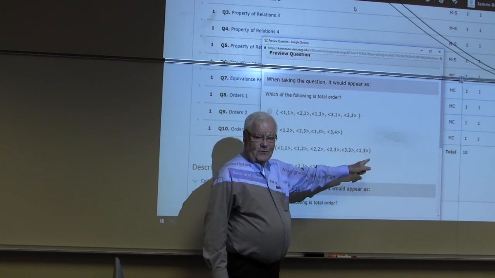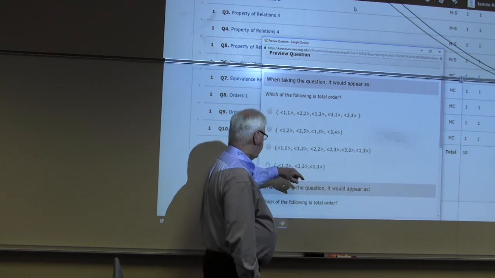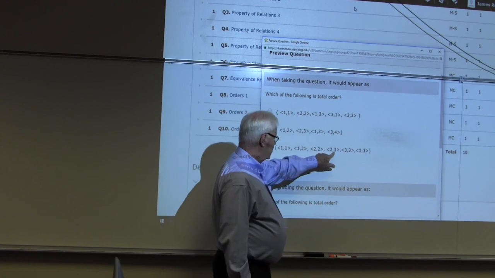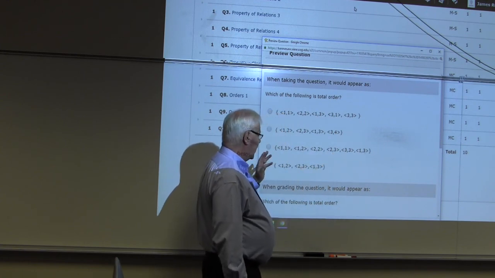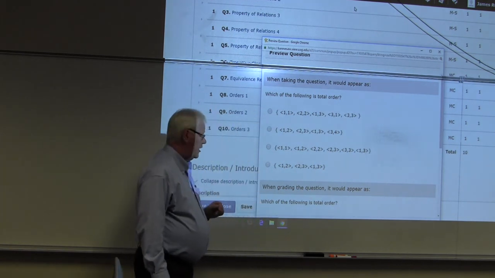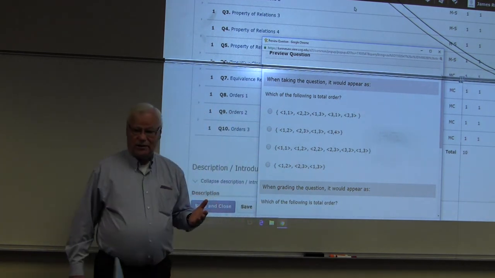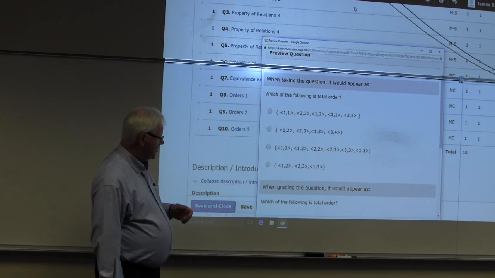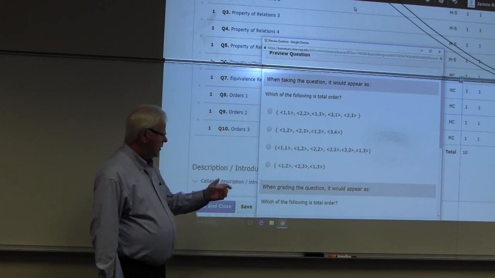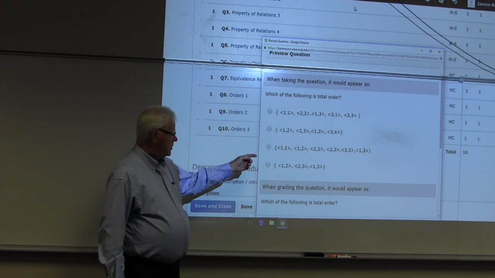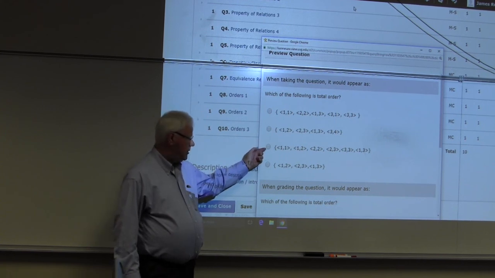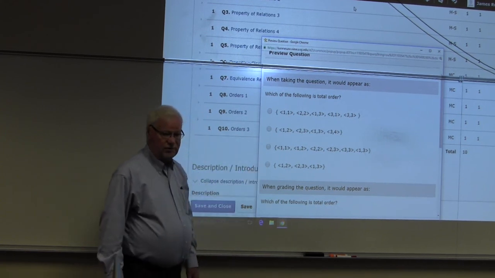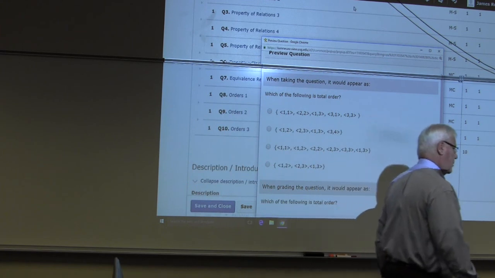What else do I need to check for? Transitive. And it is. 1 to 2, 2 to 3, 1 to 3. Yeah, so it is transitive. Now, is everything related to everything else? Well, 1 is related to 2, isn't it? Is 2 related to 3? Yeah. Is 1 related to 3? Yeah. So, this is total order. Okay. Did everybody see that? Down here, we don't even have reflexivity to it.